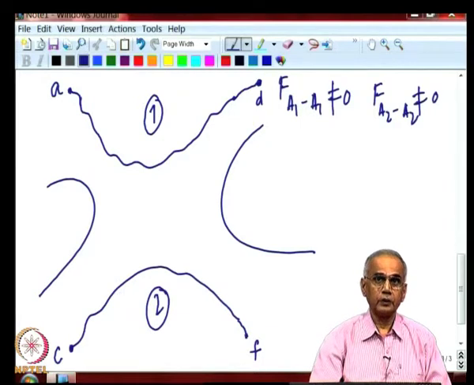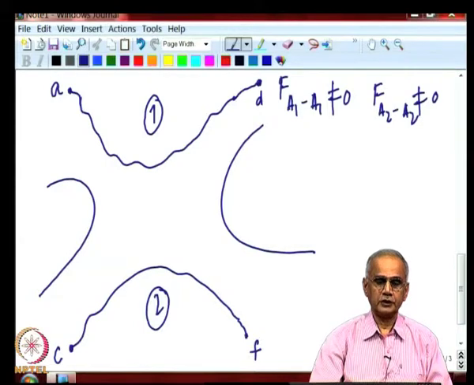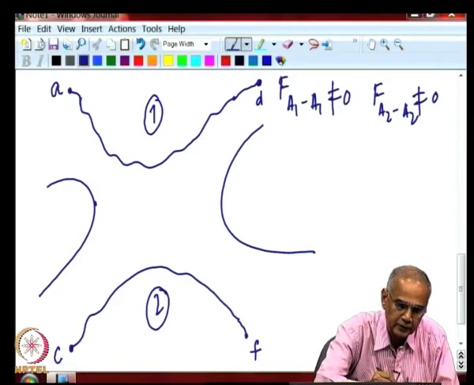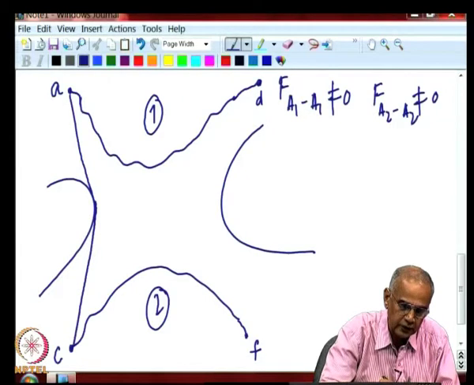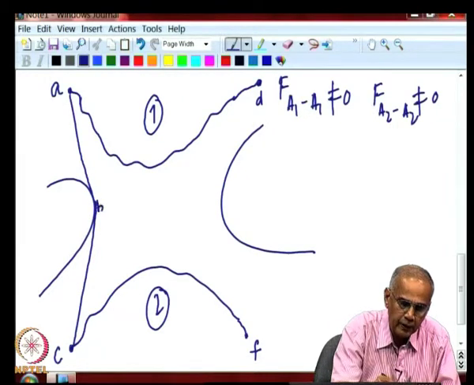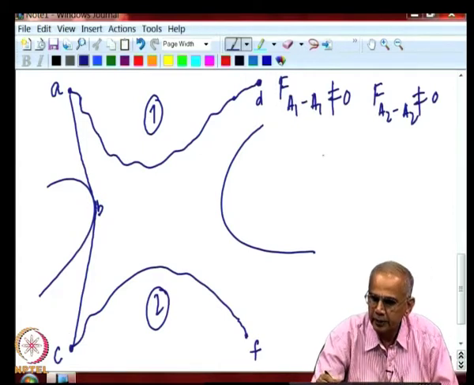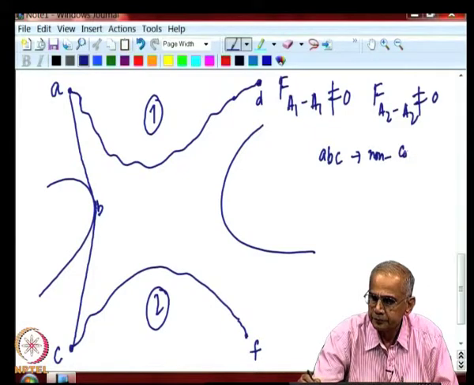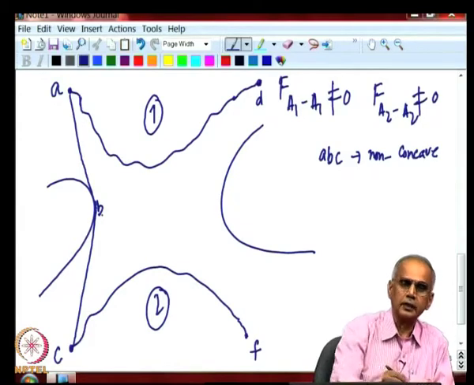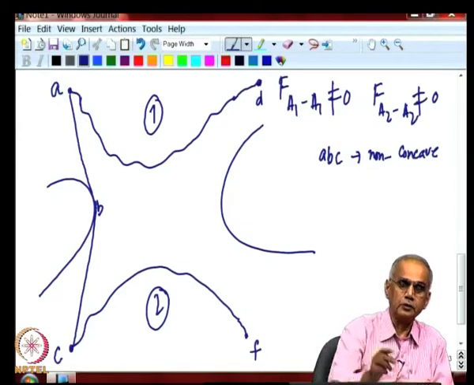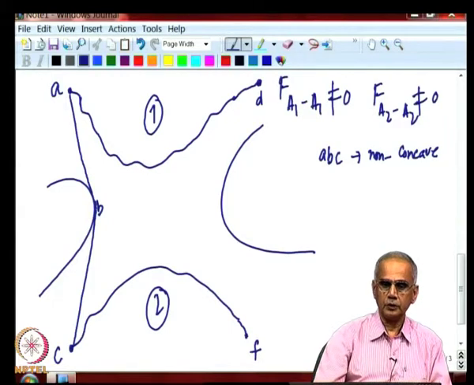So, what we need to do is now create artificial surfaces which are not concave. One example I am going to do is take the edge of this protrusion, draw a straight line this way and draw another straight line. So, A, B, C. So, A, B, C is non-concave because it is made up of two straight lines which are tangent to this point B. So, this is not concave.